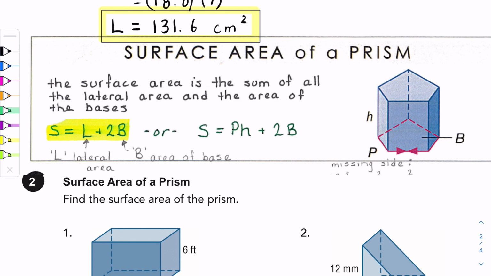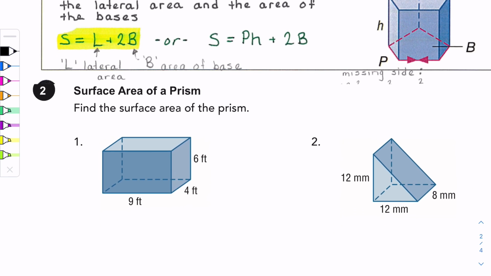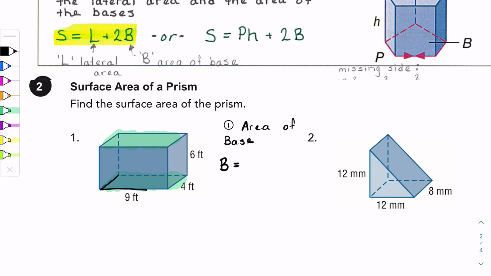So in order to find the surface area, I like to break this down into parts. The first thing that I always do is find the area of the base. And I'm going to highlight what I'm using as the base. So I'm using this and this piece as my base of the figure. So the area of this base, using a capital B for area of base, is equal to 9 times 4. I'm going to trace over this base. That means the area of the base is 36 square feet.